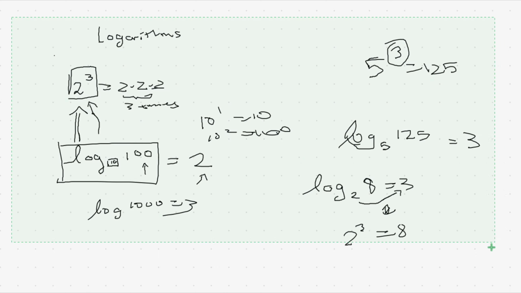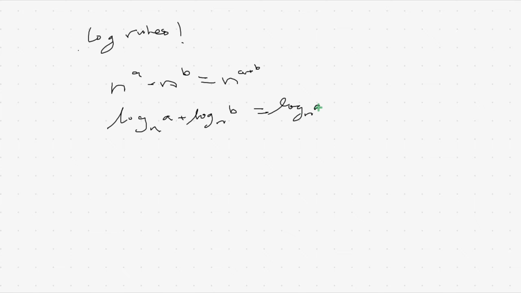So now let's do some logarithm rules. Similar to exponent rules, for example, n to the a times n to the power b is n to the exponent of a plus b. So this is just an exponent rule. For the log rule, the equivalent to this is log n of a plus log n of b equals log n of a times b.